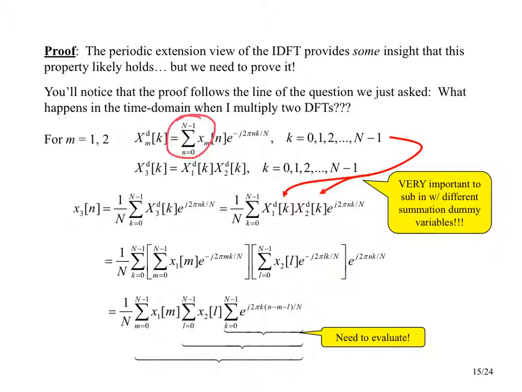So if we put them both in indexed by n, then we will get confused and inadvertently link elements from one sum together with the other one. So that's why down here in this square bracket we have replaced, for the first DFT, you can see that we've replaced the n by m. And for the second one, we've replaced the n by l.